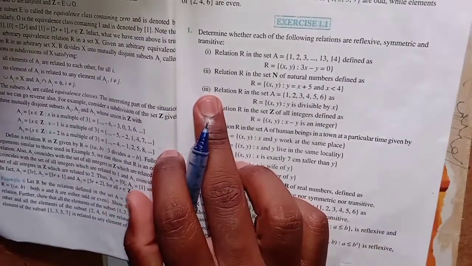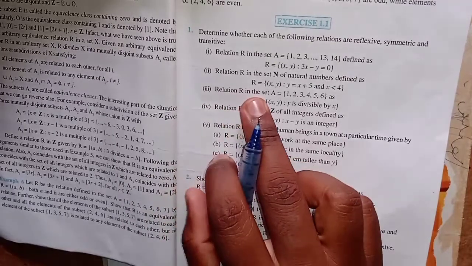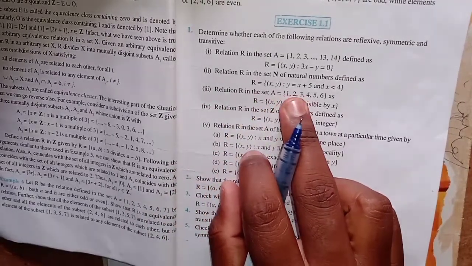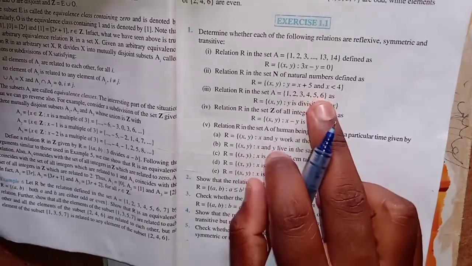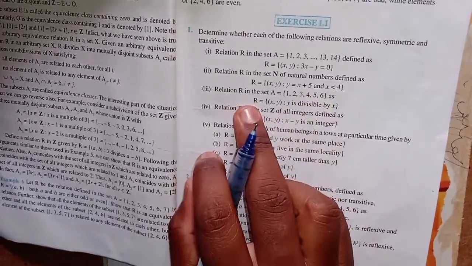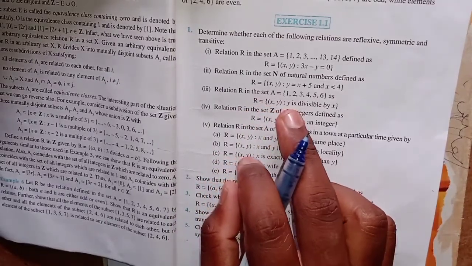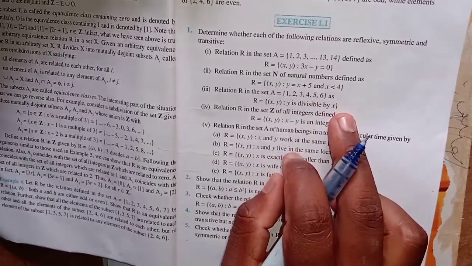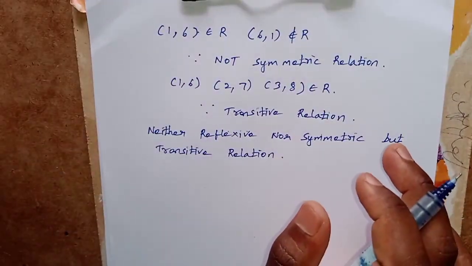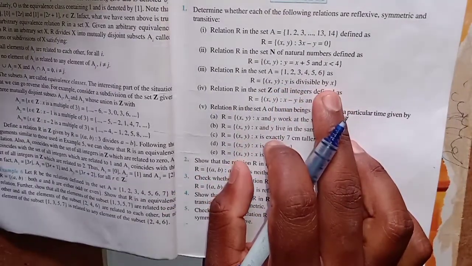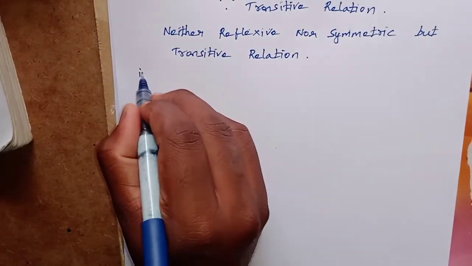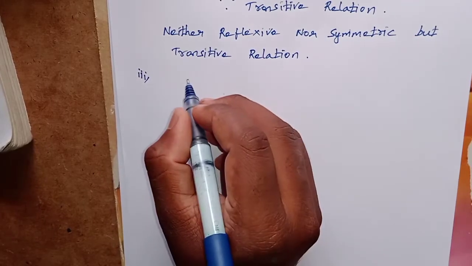Next, subdivision 3. Relation R in set A equal to 1, 2, 3, 4, 5, 6. Condition: relation R equal to the set of x comma y such that y is divisible by x. Okay, you have to check whether it is divisible by x or not. Here, if you draw the graph, you can understand easier.